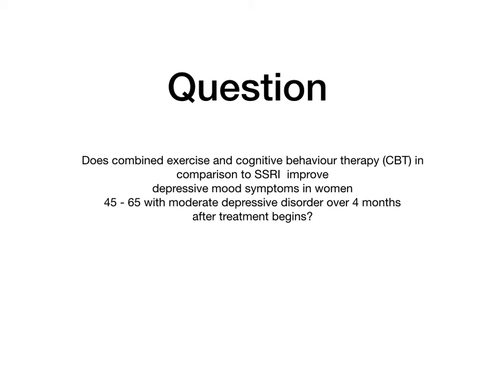Let's turn that into a question. Does combined exercise and cognitive behavior therapy in comparison to SSRI improve depressive mood symptoms in women 45 to 65 with moderate depressive disorder over 4 months after treatment begins?